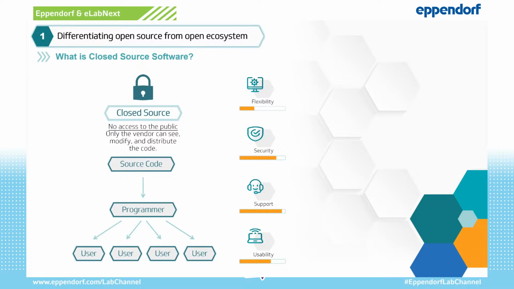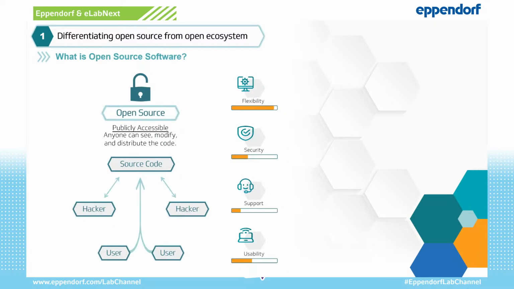So if we now compare this to an open source software, again, I think it's already explained by the name. Open source means the source code is publicly accessible. Anyone can see it, anyone can modify it, and then the code is distributed. So flexibility in this case is very high. Anyone can add applications, also change a little bit of how the software works, or maybe add an additional functionality, an extra button, and so on, which makes flexibility high.